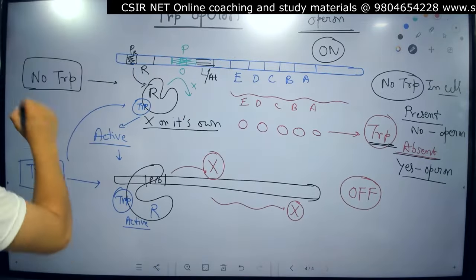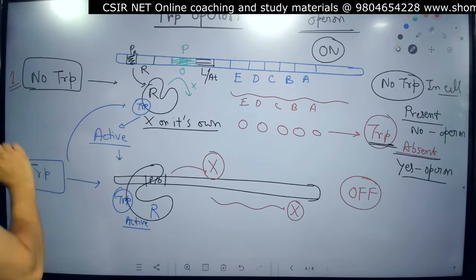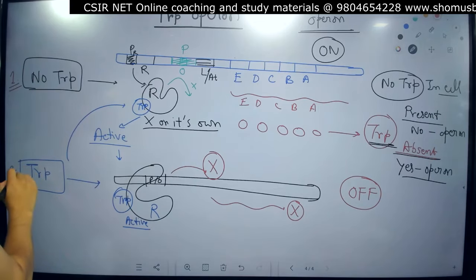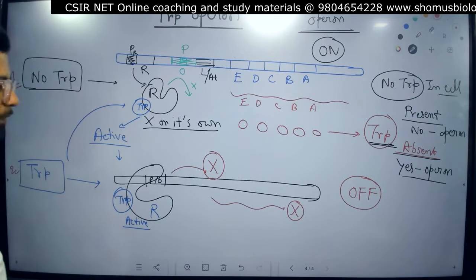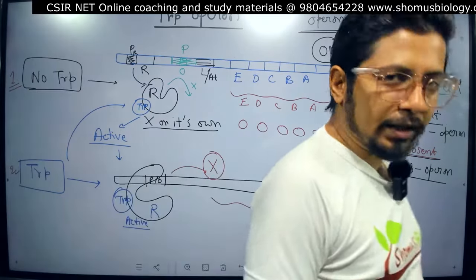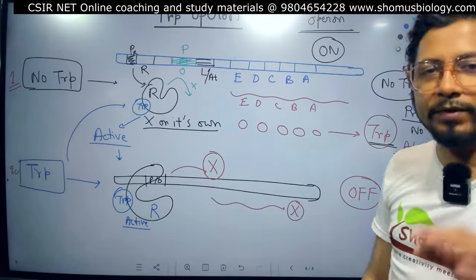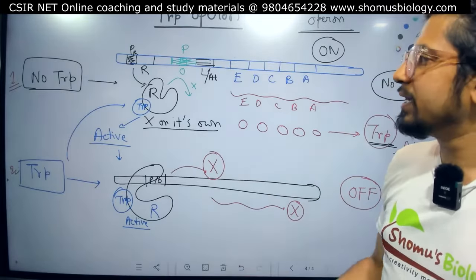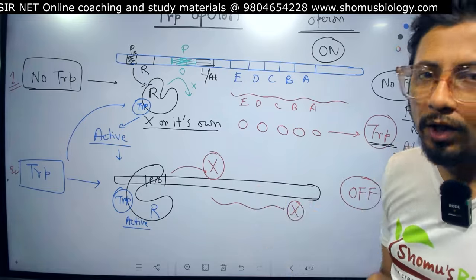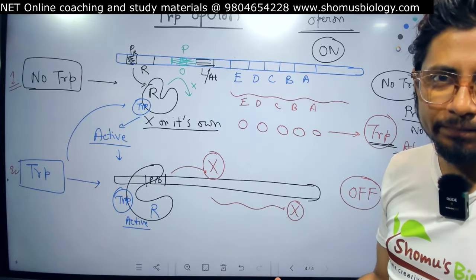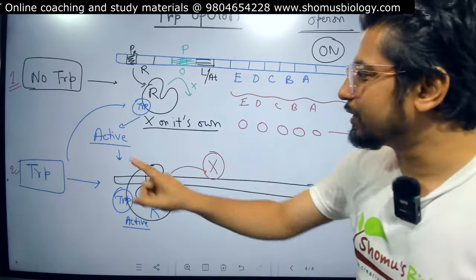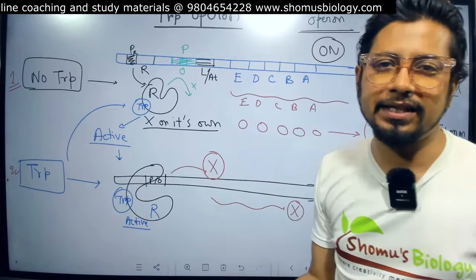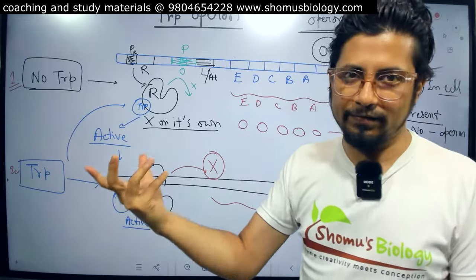These are the two situations. Situation number 1, no tryptophan, operon is turned on. Situation number 2, tryptophan, operon is turned off. And in this particular example of tryptophan operon, we can clearly see that the repressor by default is inactive. Okay, when the tryptophan associates with the repressor, then it becomes active.